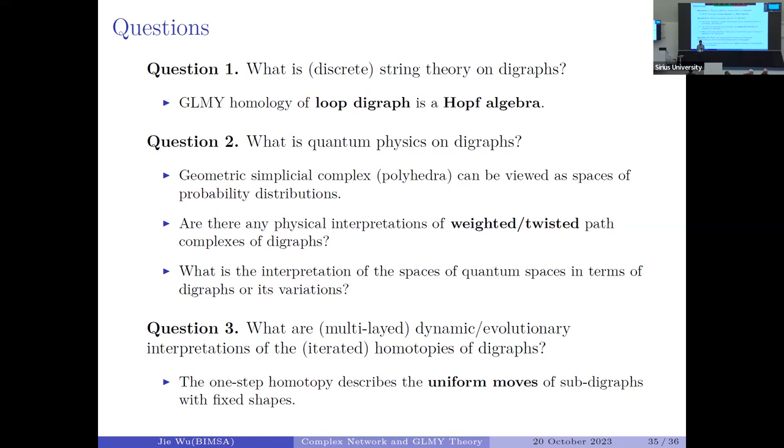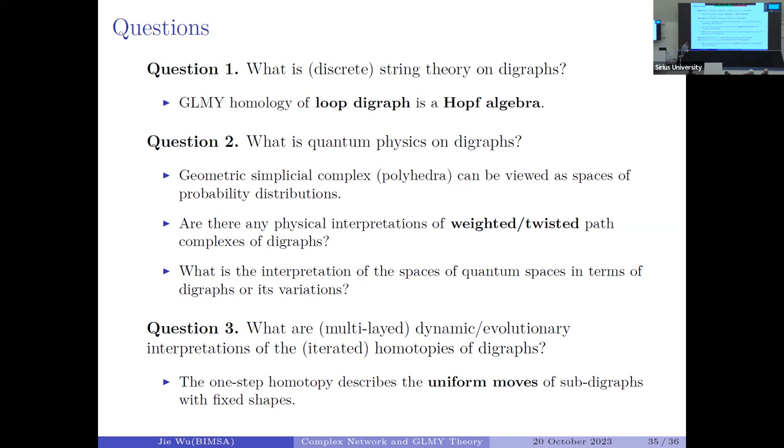Now, if you take a simplicial complex, I mean polyhedrons, that is described as the space of probability distributions, right? And then you may look at what is going on in the space of quantum states. I think there is a typo there. I tried to say not quantum space, but the space of quantum states, right?